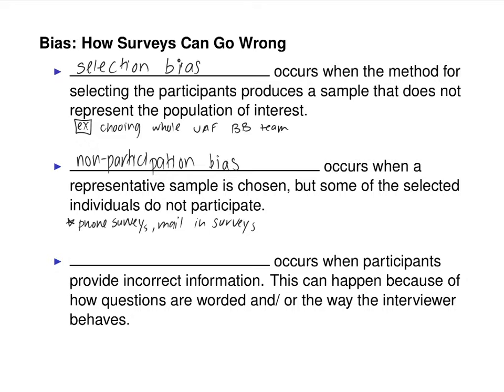And this last bias, called response bias, occurs when participants provide incorrect information. This can happen because of how questions are worded and or the way the interviewer behaves. And it could also probably just be a lack of remembering. If you ask me about my eating habits for the last 5 years, I'm probably not going to remember what I had for dinner 5 years ago. It's just not going to happen.